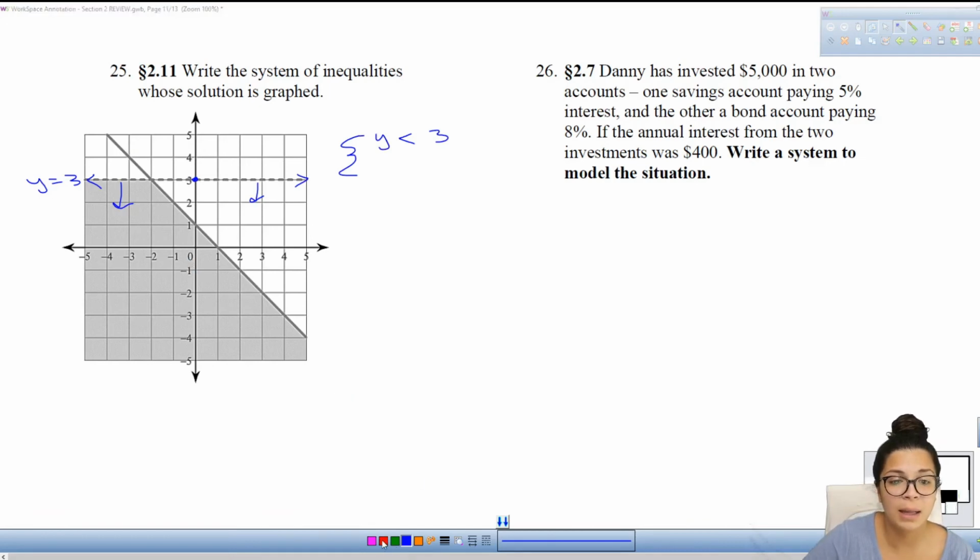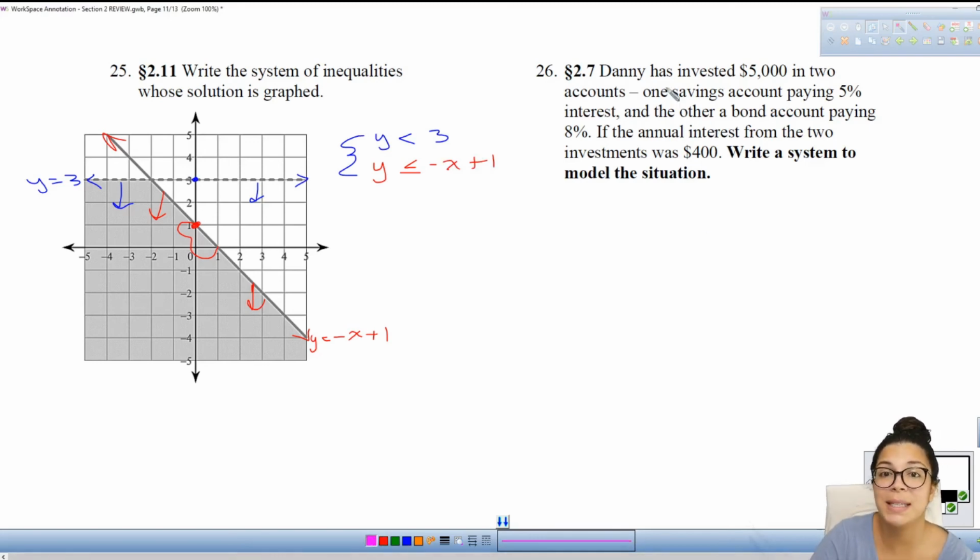The next line, let's go ahead and do the equation for this one. If it was just a regular old line, the y-intercept is 1 and the slope is down 1 over 1. So the y-intercept is 1 and the slope is negative 1. So this as an equation would be y equals negative x plus 1. Now, this is, of course, not an equation. It's an inequality. It is shaded on the bottom, and it is a solid line. So this would be y is less than or equal to, because it is solid, negative x plus 1. So that's the system.